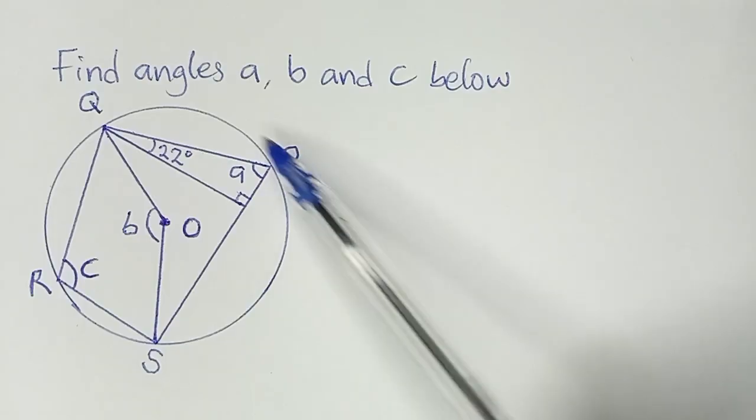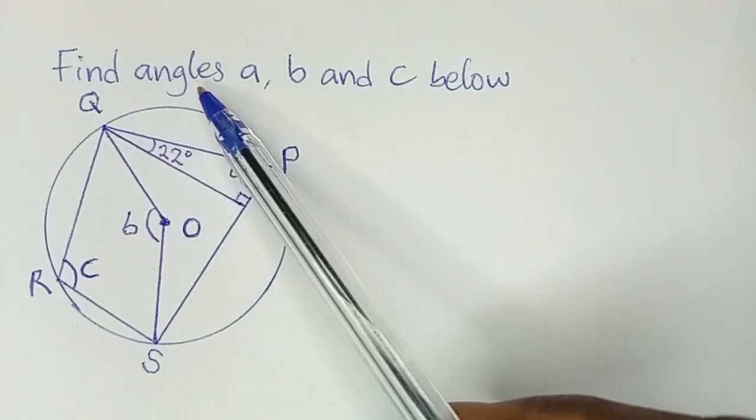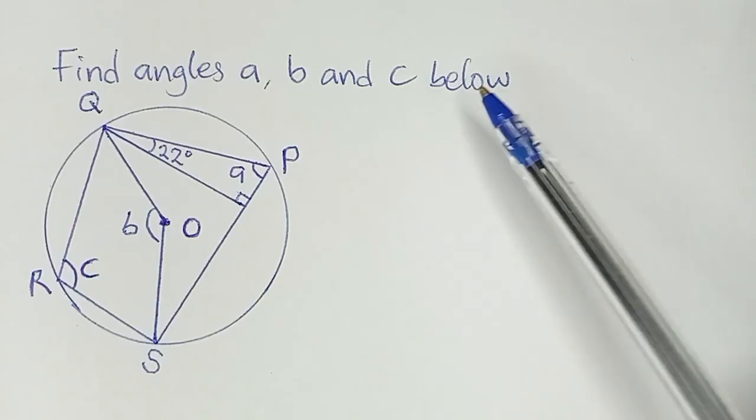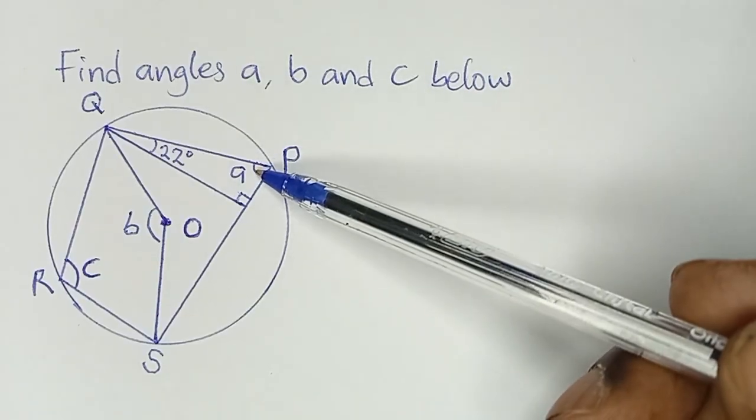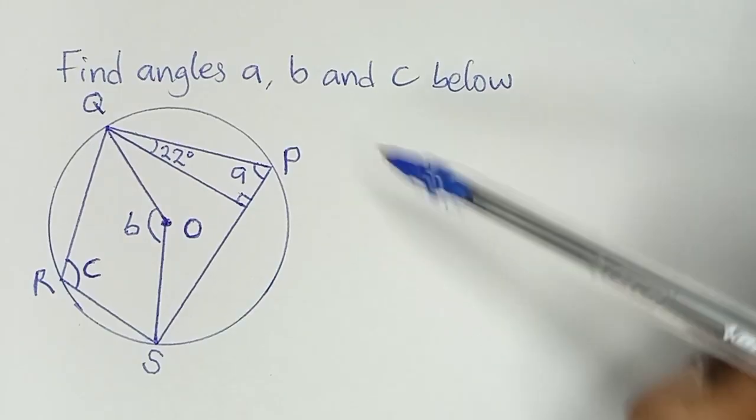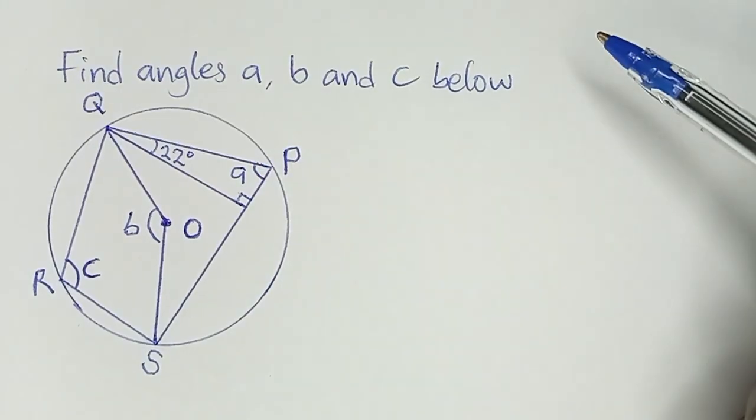Now, the question on circle geometry here says find angles A, B, and C below. Now, we have this angle A, we have angle B, and we have angle C to determine. Now, getting angle A is very simple.